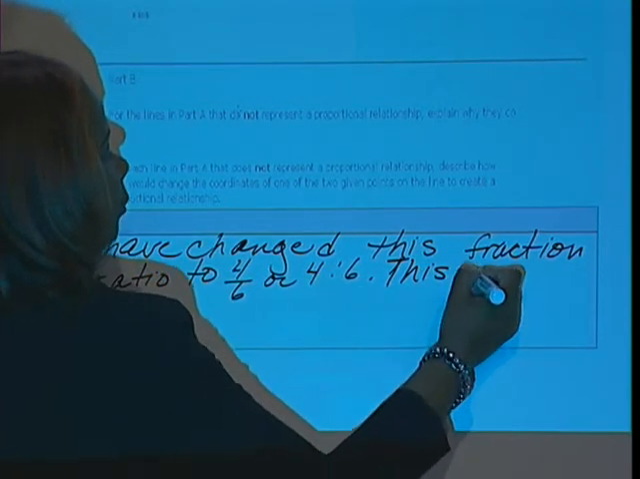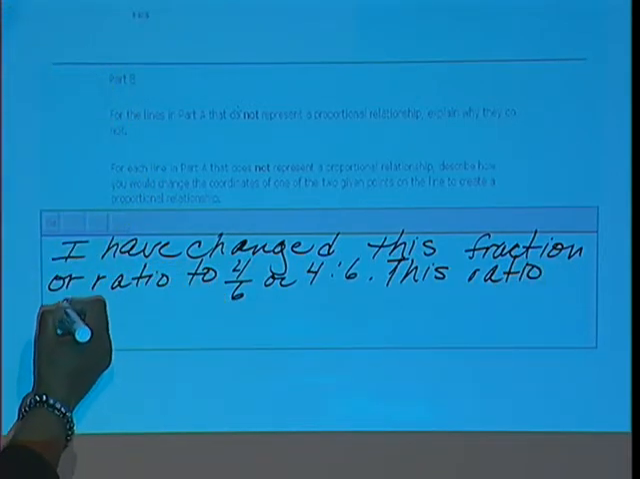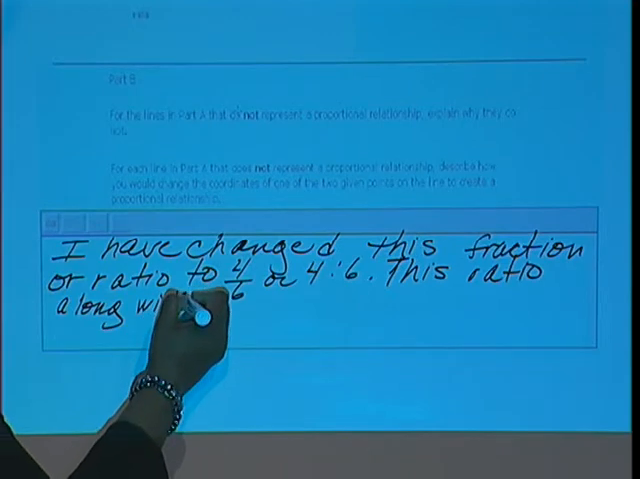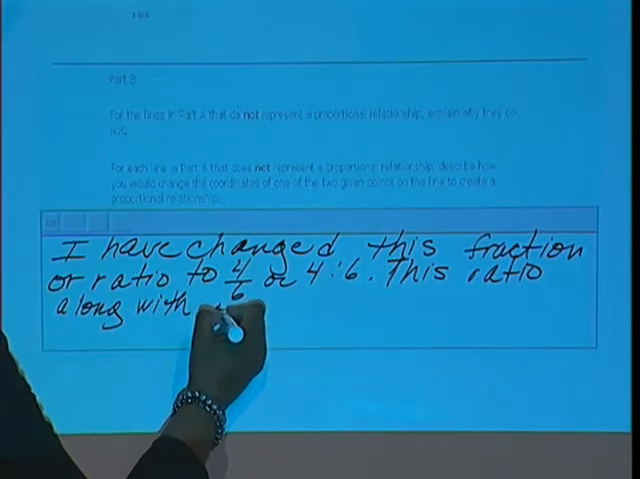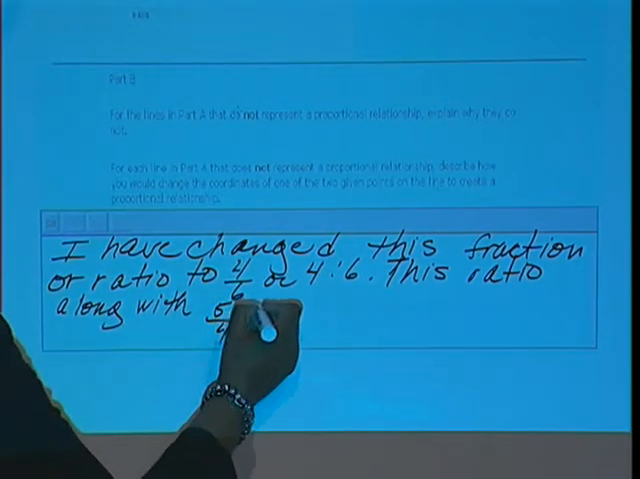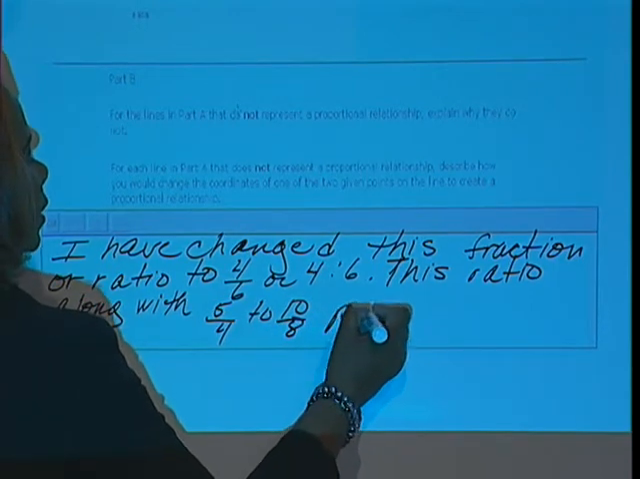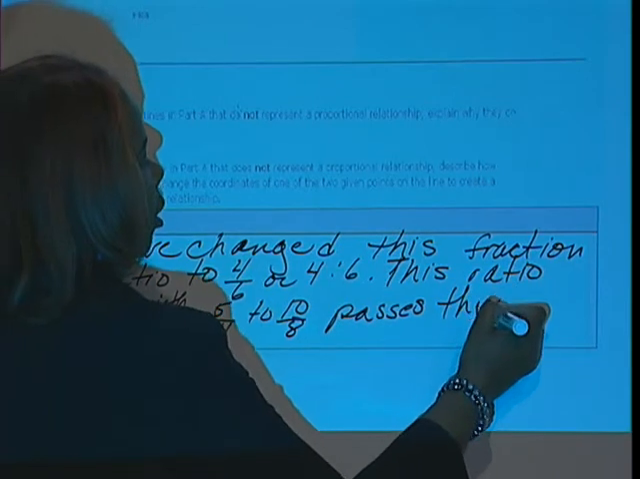This ratio, along with five fourths to 10 over 8, passes through the origin.